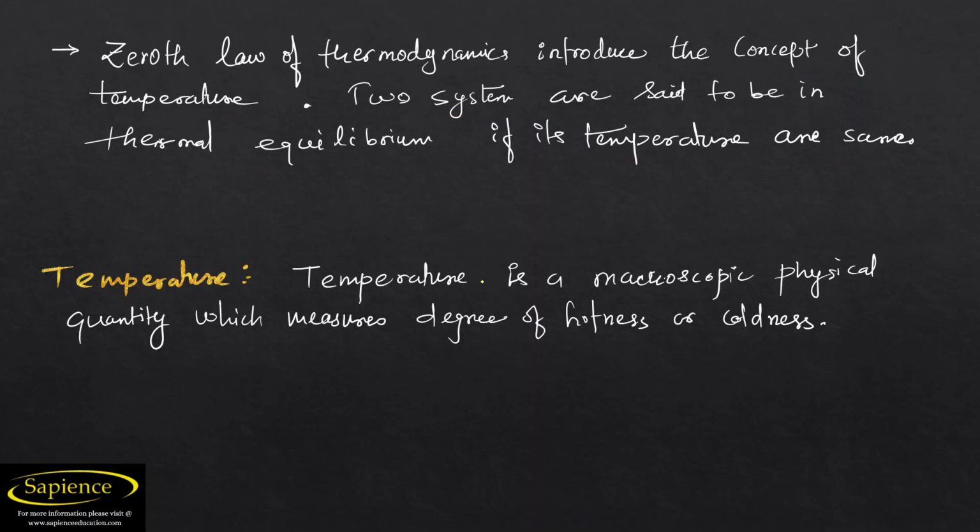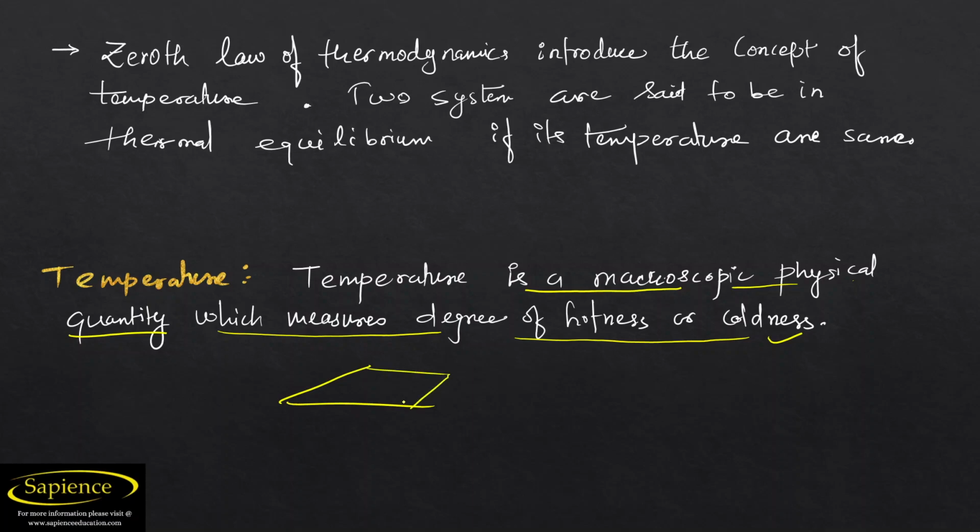Now, what is temperature? It is a physical quantity which measures the degree of hotness or coldness. Let us consider an object having so many molecules. It has some energy, as molecules are traveling up and down, up and down, due to which it has energy, and this energy is identified by the temperature, the degree of hotness or coldness.